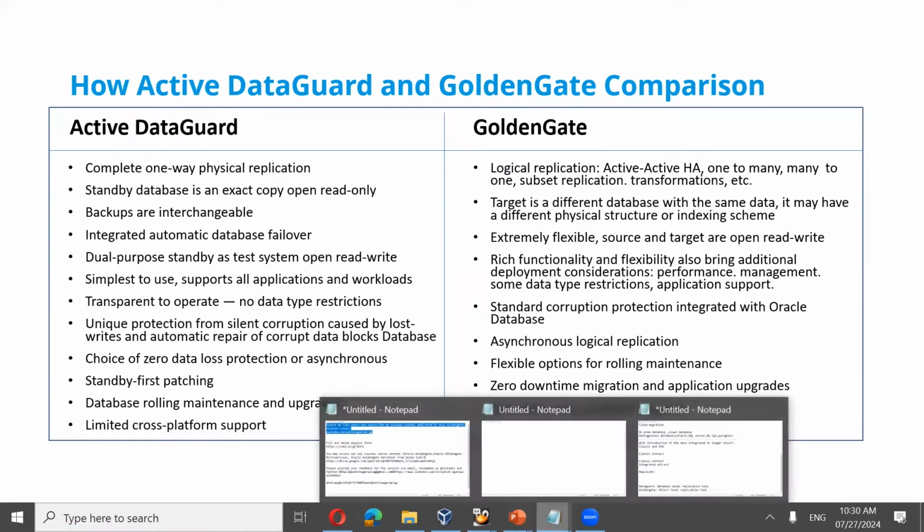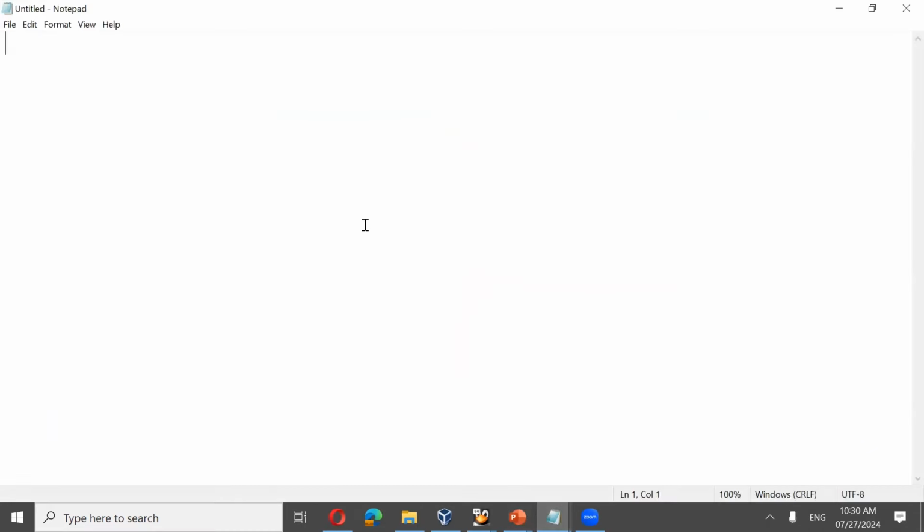So in GoldenGate, the major advantage is your source database can be 19C and target can be 11G, and GoldenGate can replicate the data. Your source GG version can be 21C and target GoldenGate version can be 12C, and GoldenGate can replicate the data. So GoldenGate supports forward compatibility as well as backward compatibility.